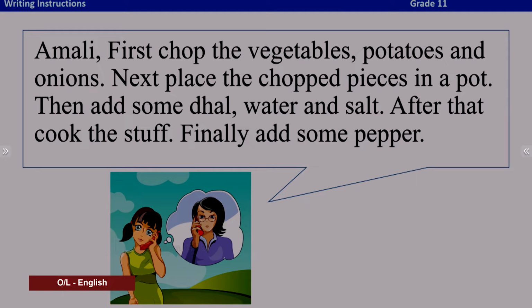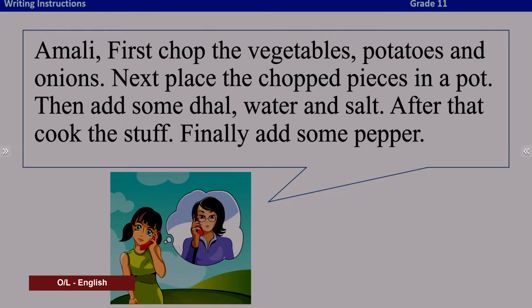You can read this with me. Amali, first chop the vegetables, potatoes and onions. Next, place the chopped pieces in a pot. Then add some dal, water and salt. After that, cook the stuff. Finally, add some pepper. So this is what Amali's mother said.